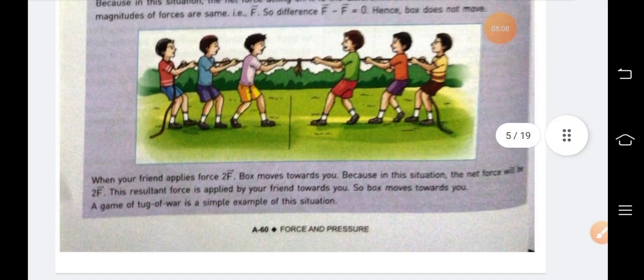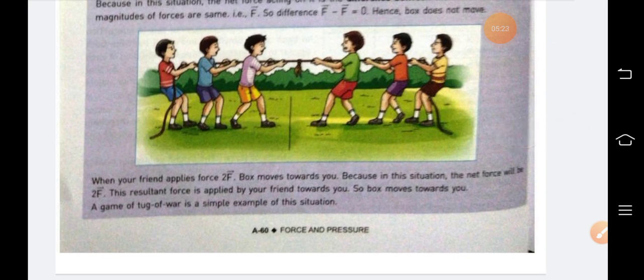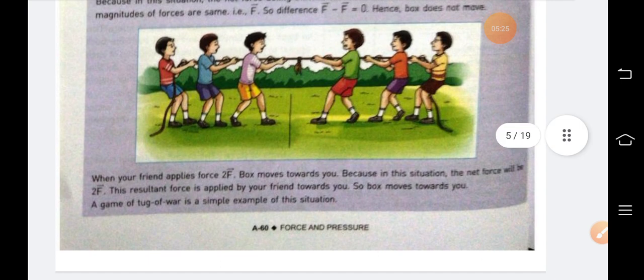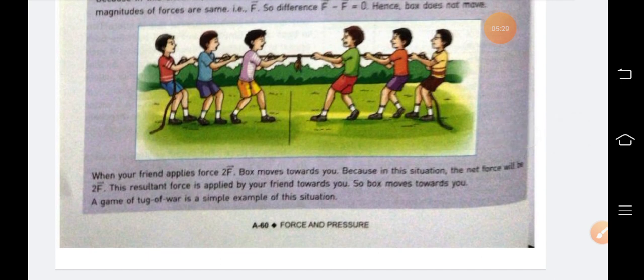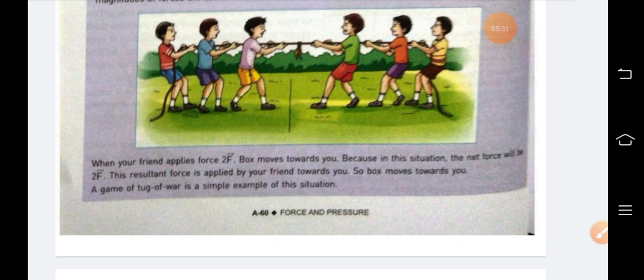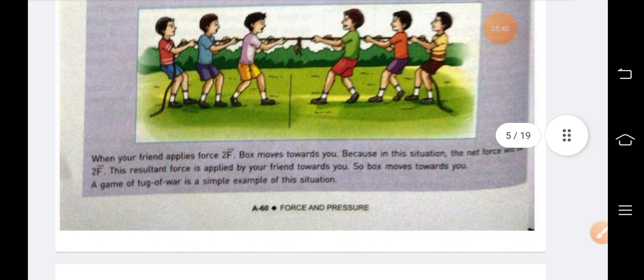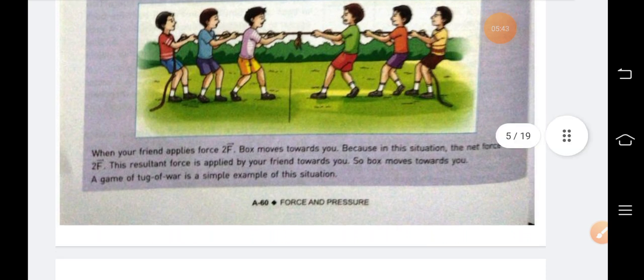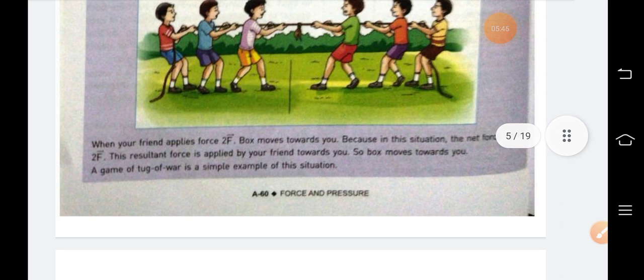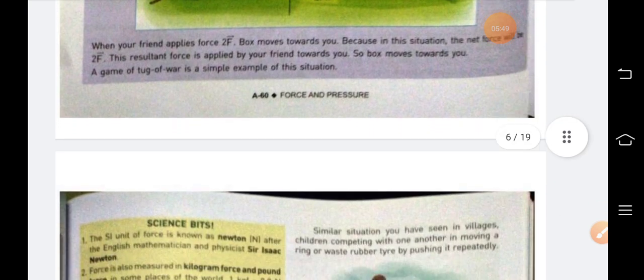And this can be seen in the game of tug of war. Tug of war is रस्साकसी, जिसमें कुछ लोग दोनों तरफ से रस्सी को खींचते हैं. And if the force applied by one group of people is more than the other, tug of war is won by them.